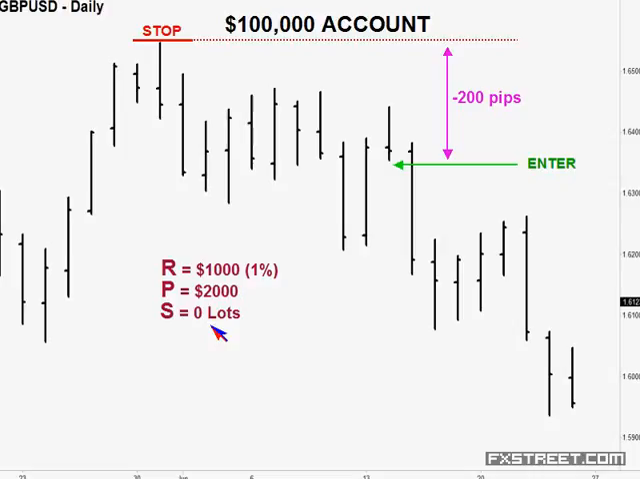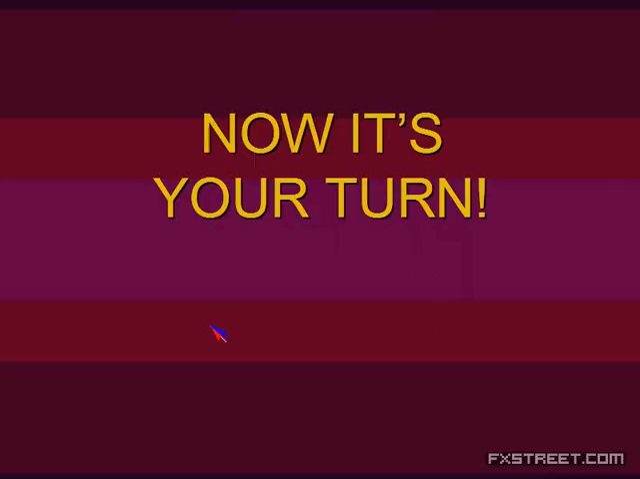So this is the beauty of this formula. It tells you how many lots to trade. It tells you if you can be trading one or more, and it tells you if you couldn't be trading at all, determined by the parameters that you put in.